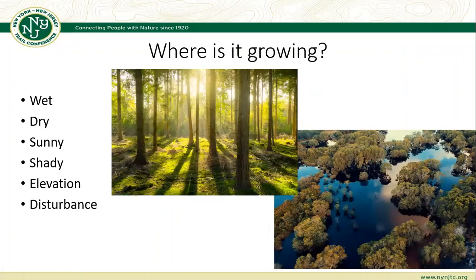And probably the most important for overall context when you're identifying a plant is, where is it growing? Is it wet or dry, sunny or shady? What's the elevation? And how disturbed is the area? How much human influence is there? So a lot of disturbed areas will have quite a few invasive plants, whereas undisturbed, very natural areas will have more native plants.